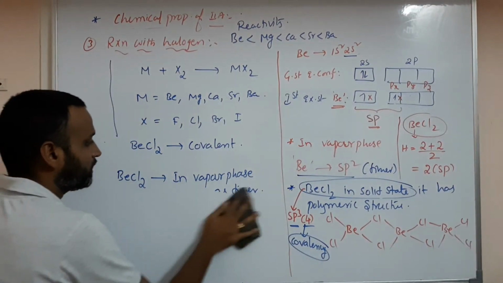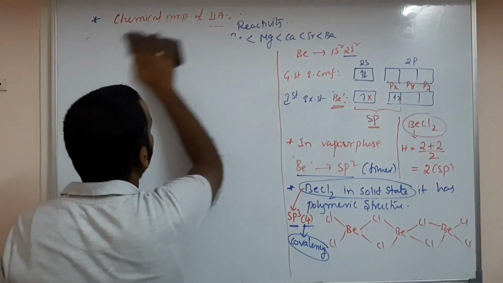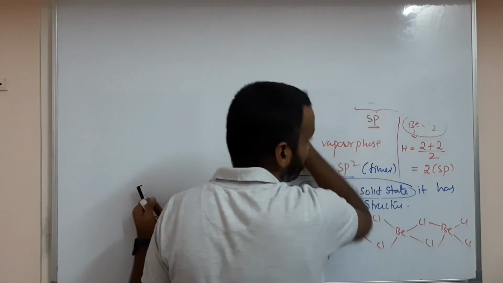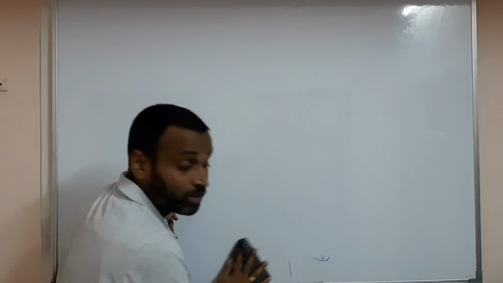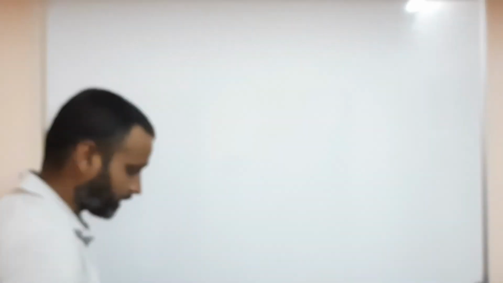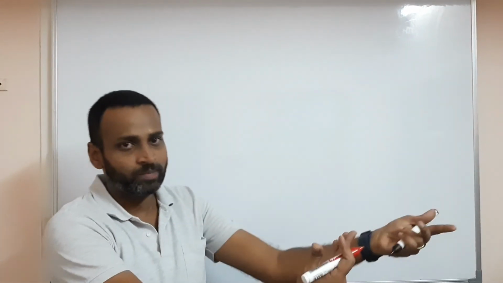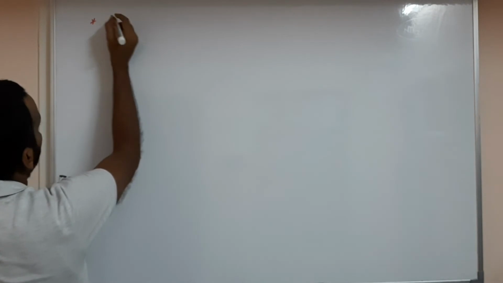Okay, BeCl2 in the solid state, what happens? It forms a polymer. There, beryllium has a valency of 4 as BeCl2. This is useful. We will use it for AlCl3 also. Okay, a similar concept we use for aluminum chloride, AlCl3, like a polymer. So if you understand here, it will be easy for you there.